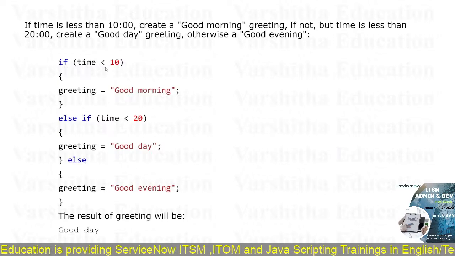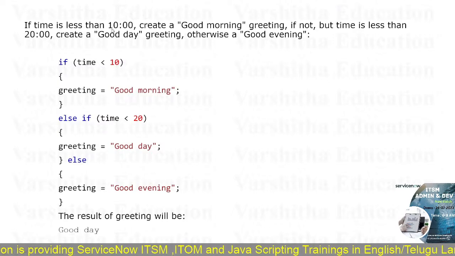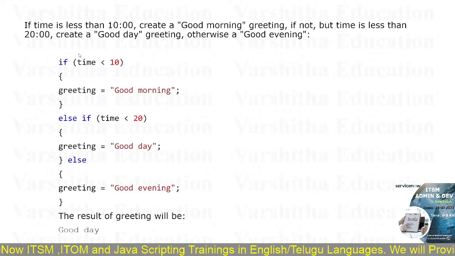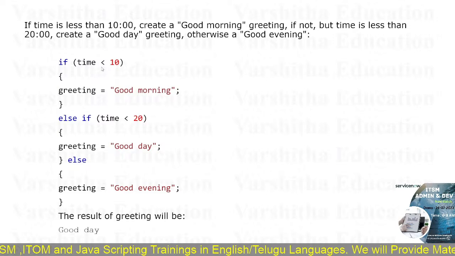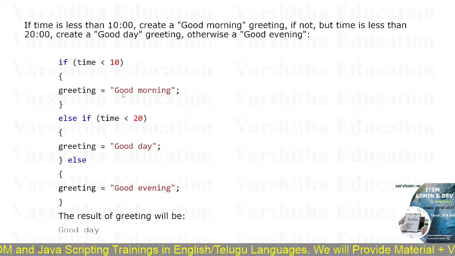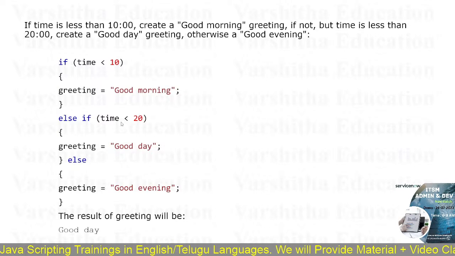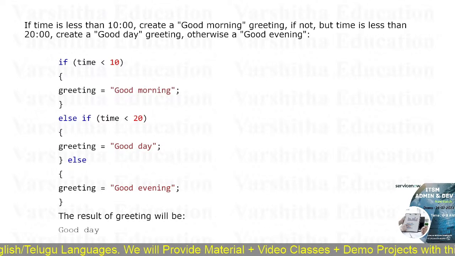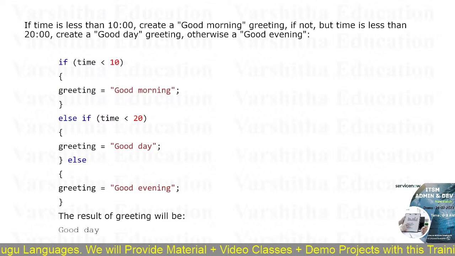If time is less than 10, I already initialized the time value. For example, I already initialized time as well as greeting. If the time is less than 10, then automatically it will show good morning. If the time is less than 20, then it will provide good day. And if else, not below 10 and not below 20, then automatically it will give good evening only.